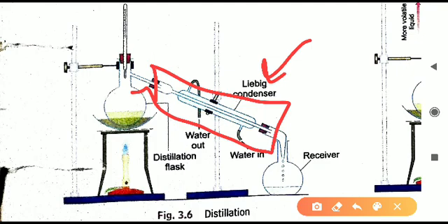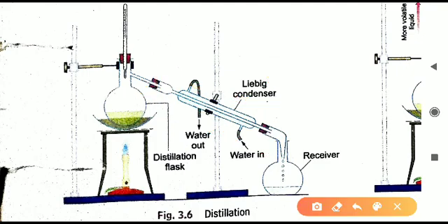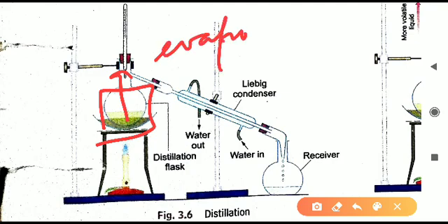So what happened first? In the container, in this flask where we are heating, on heating, what will happen? Evaporation will happen. Due to heating, evaporation will happen. After that, it moves forward. Water vapor moves forward towards the right side. I am showing with the help of an arrow. It moves towards the right side.